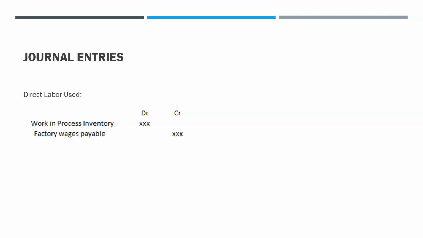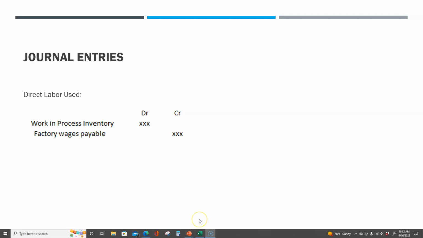Whenever direct labor is used, the company will debit the work in process inventory because direct labor is part of the job cost sheet. They're going to debit work in process inventory and credit factory wages payable, or cash if they're cash wages. Let's go to Excel and see how to record that.